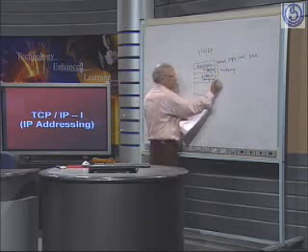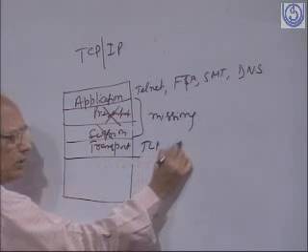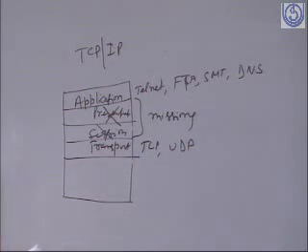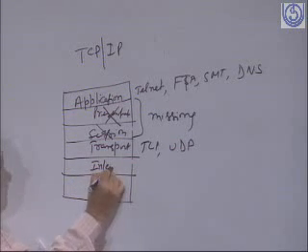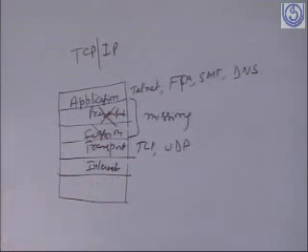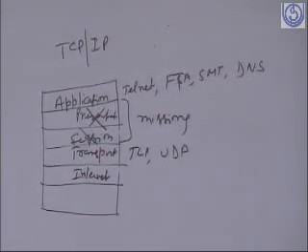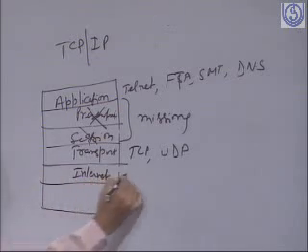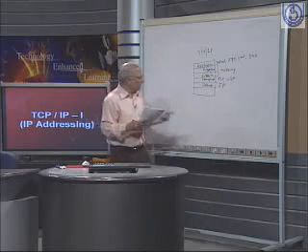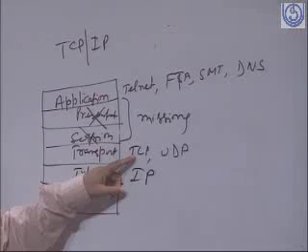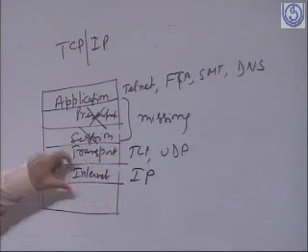In the transport layer, we have two protocols called TCP and UDP. These are the standard protocols. And then we have the internet layer, called the network layer in the OSI model, but in TCP/IP it is called the internet layer, and the standard protocol is IP. So IP stands for internet protocol, TCP stands for transmission control protocol, and UDP for user datagram protocol. Our discussion is around IP.